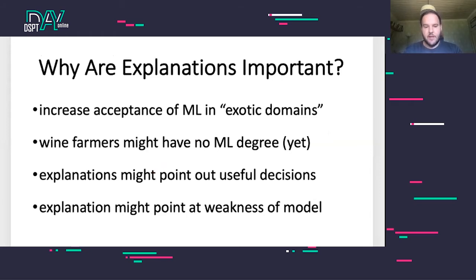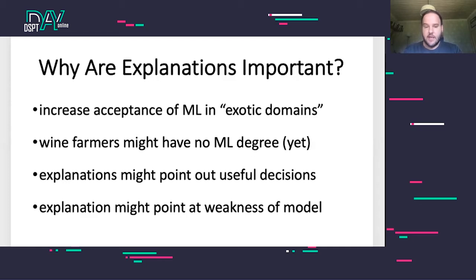So let me recapitulate, let me repeat again some motivations for taking the effort to construct explanations of machine learning predictions. They are simply necessary to have acceptance of machine learning in exotic domains. By exotic domains, I mean application domains where the users of machine learning methods simply do not have a formal training in machine learning or even applied statistics. So a wine farmer might be hesitant to use machine learning methods because he or she does not understand how these methods work. And providing higher level explanations might help to improve the acceptance in such domains.